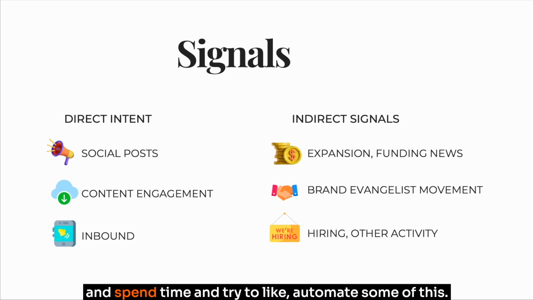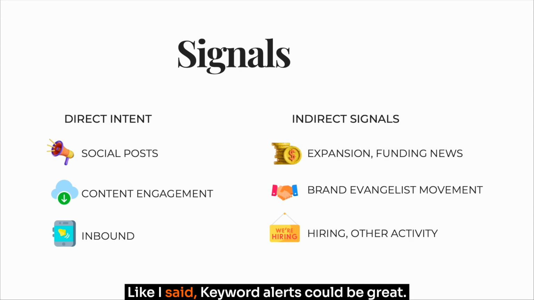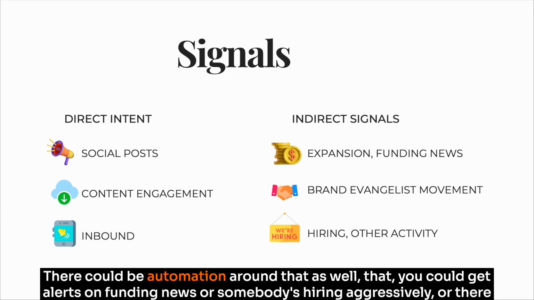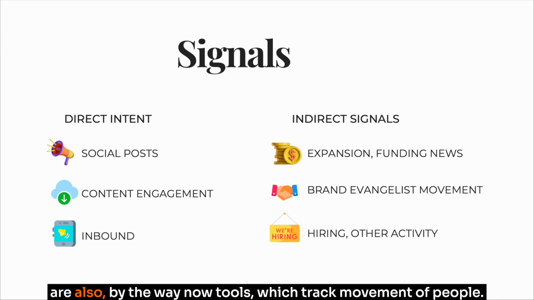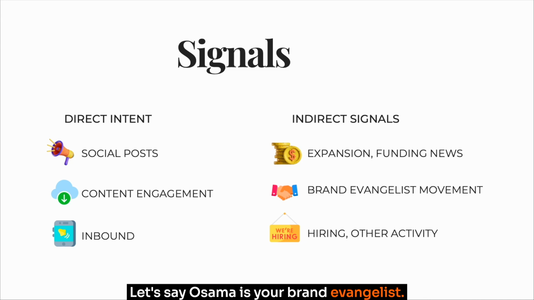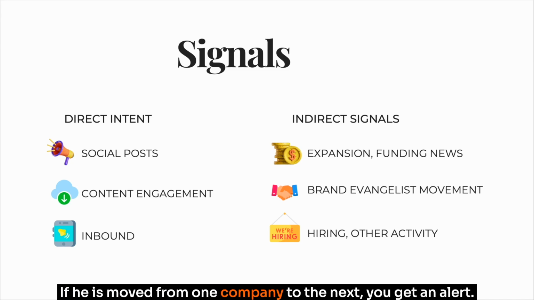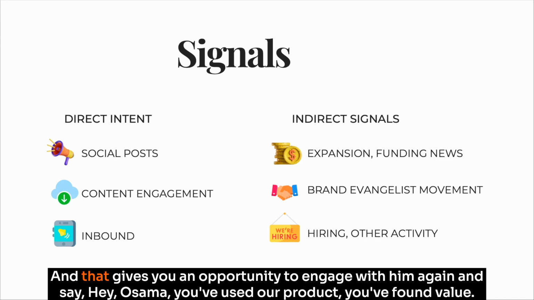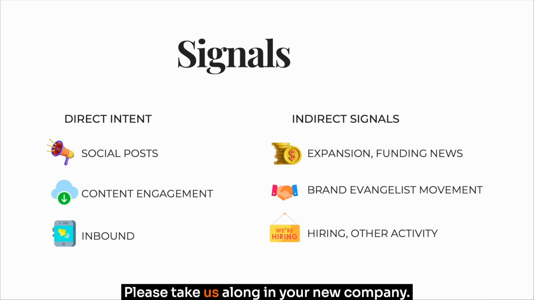So I wanted to talk about these direct and indirect signals that you could leverage right after this call, and spend time and try to automate some of this. Like I said, keyword alerts could be great, or just hiring news or funding news. There could be automation around that as well, that you could get alerts on funding news or somebody's hiring aggressively. Or there are also, by the way, now tools which track movement of people. So let's say Osama is your brand evangelist. If he's moved from one company to the next, you get an alert. And that gives you an opportunity to engage with him again and say, hey Osama, you've used our product, you've found value. Please take us along in your new company.